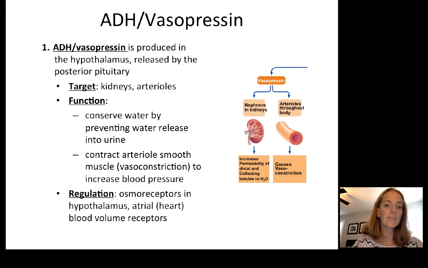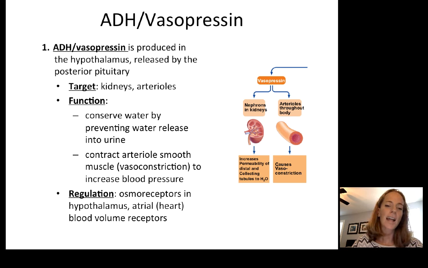When we get to the function of the kidneys and the specific structure of the kidneys and channels that are in the kidneys, we'll talk about how it does that. For now, I want you to know that it conserves water by keeping water in the body and preventing water release in the urine. So it's an antidiuretic. It stops diuresis, or stops peeing. It will also have effects on the blood vessels.